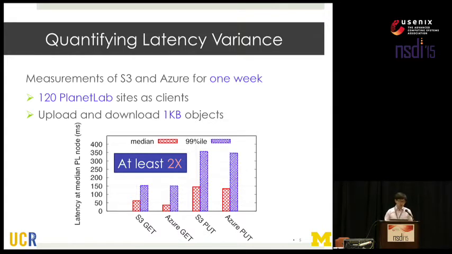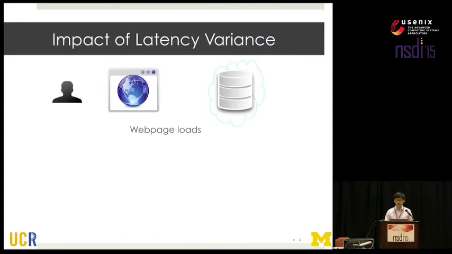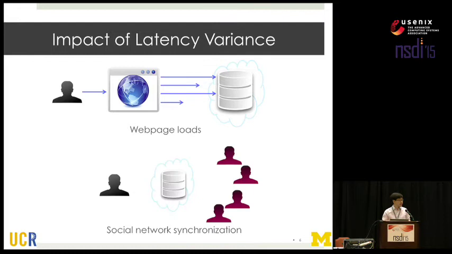For example, when a user is downloading a web page, the user request to the browser can cause the browser to issue many storage requests to fetch the objects on the web page. Or in a social network application, the user's update can cause his or her friends to fetch that update. In both examples, one user-level request requires the application to issue multiple storage requests, and the user-perceived latency is limited by the slowest response.